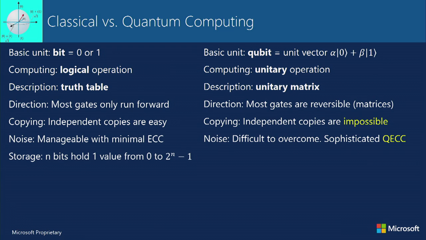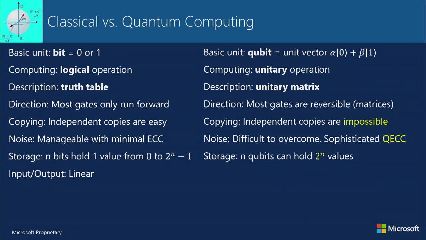Storage. If you have n bits, you can hold one number, 0 to 2 to the n minus 1. However, quantumly, n qubits holds 2 to the n values. This is where we now get this massive storage in a very few number of qubits.